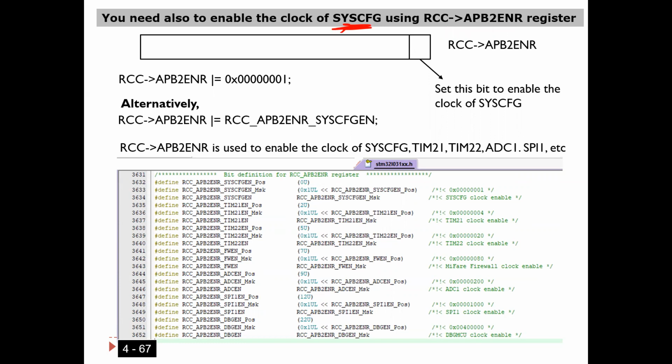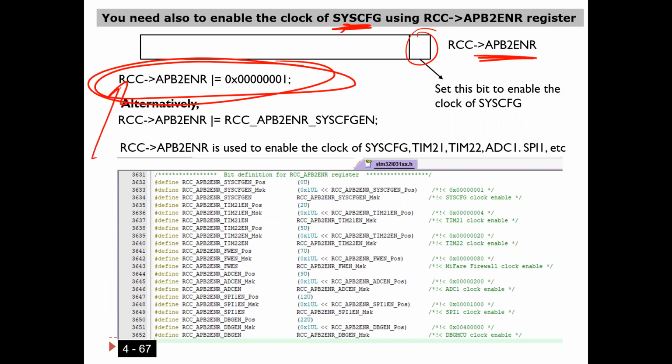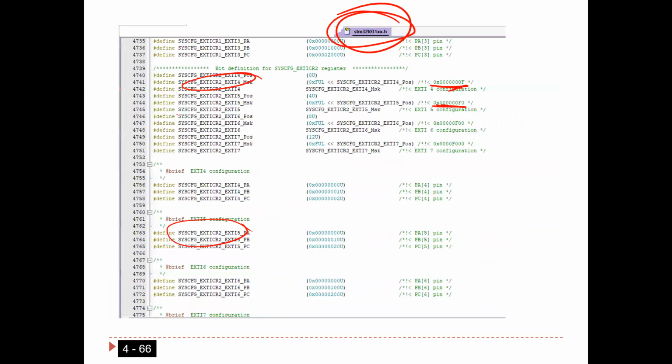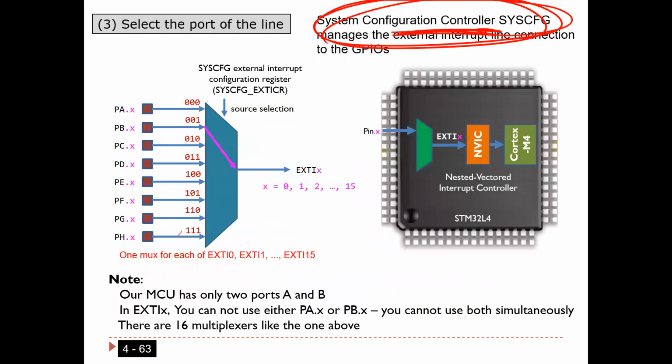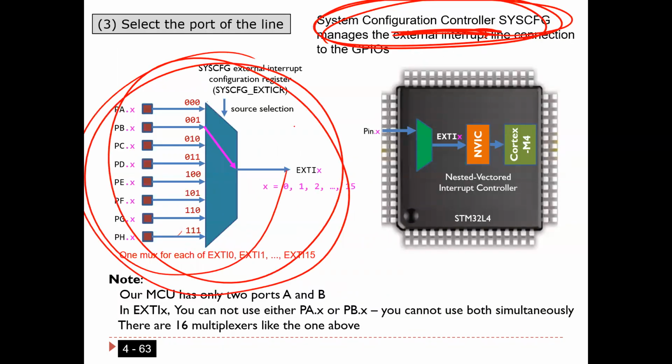How can I enable it? Very simple. We have this register, and we have only one bit here, the first bit in this register, to enable it. So you have to use this one. Number one, make sure you enable the controller. Number two, after you enable this controller, which takes care of this multiplexing, you have to connect this one here or here.